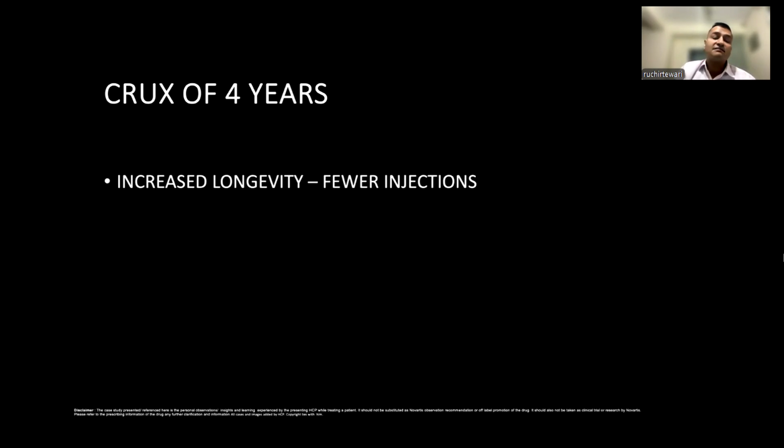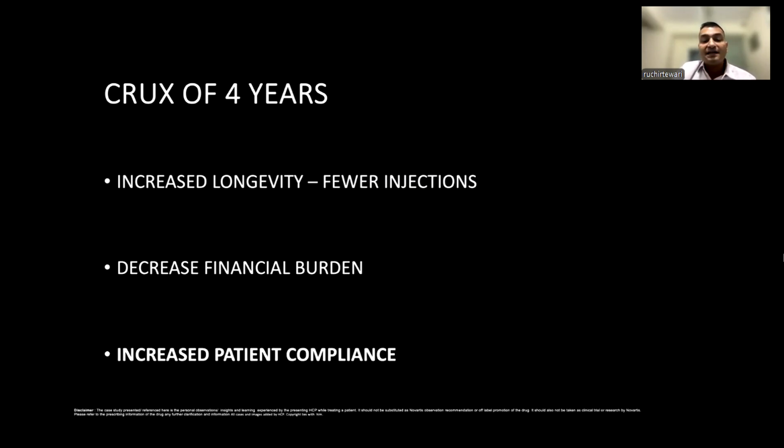This is the drug, I guess, which gives us the longest longevity, which leads to fewer injections. It decreases the financial burden to the patient and ultimately leads to increased patient compliance. This is a statement finally.